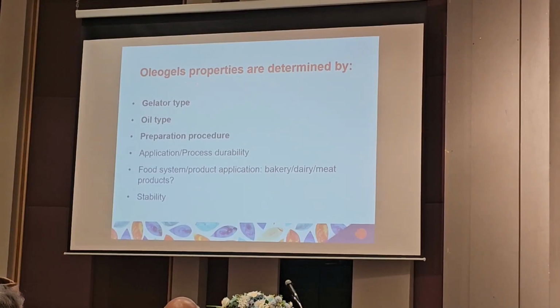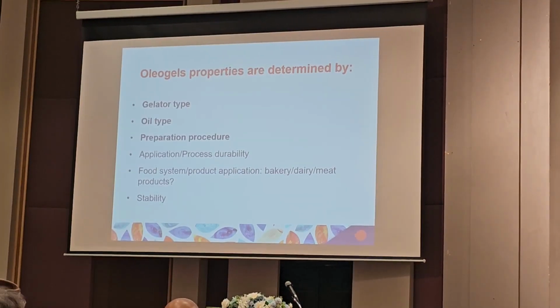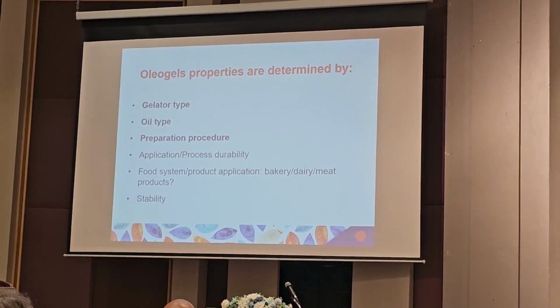Oleogels are determined by the gelator, the oil type, and the process that we go through to prepare them. Those are the three main parameters dictating the quality of oleogels of this type. The top one, I think, is perhaps about 80%. I'm just making a guess. The oil type and the process of preparation are perhaps 20, maybe up to 30%. So gelators are very important, and we'll be talking about the gelators.